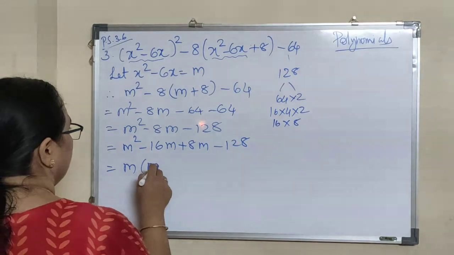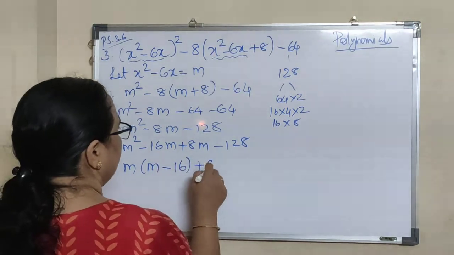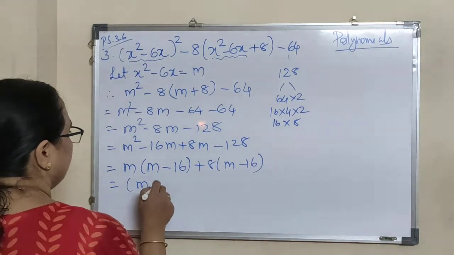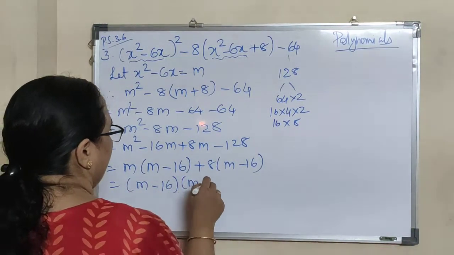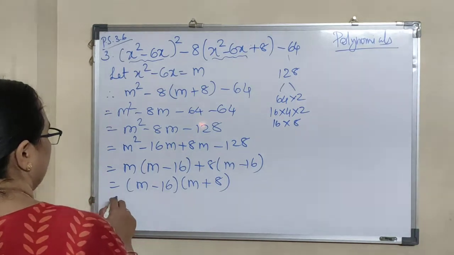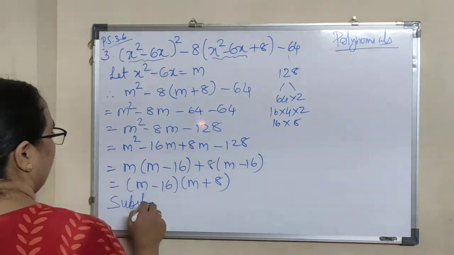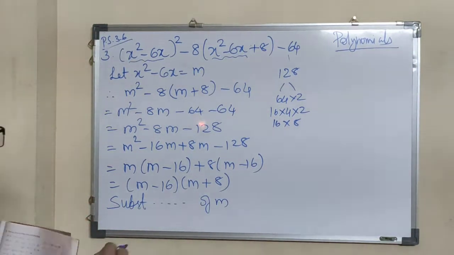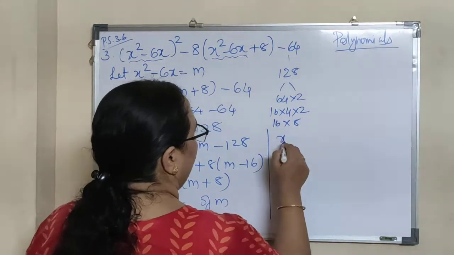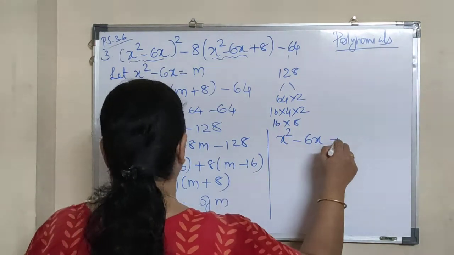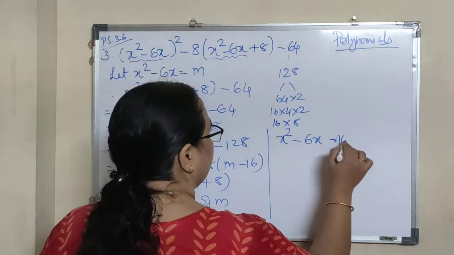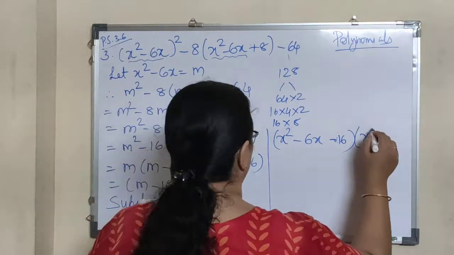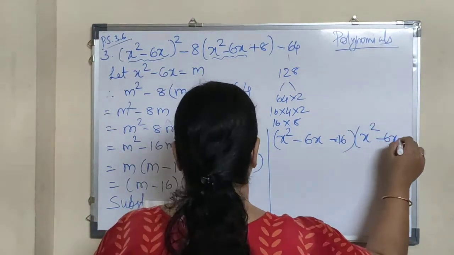M is common, m minus 16. 8 is common, m minus 16. So (m minus 16) into (m plus 8). Substituting the value of m, what do we get? We get (x square minus 6x minus 16), the first part. Second part, (x square minus 6x plus 8).